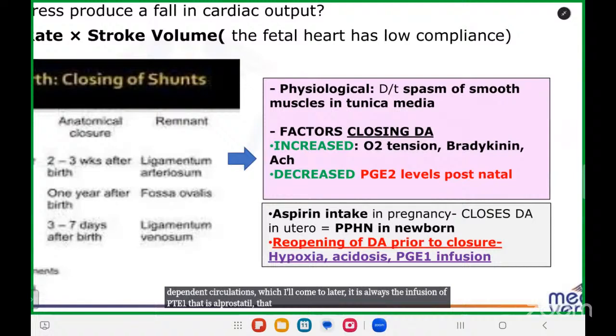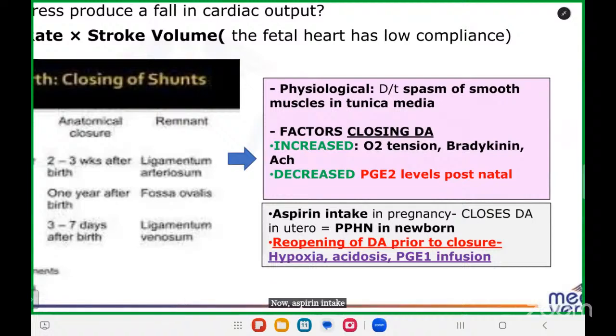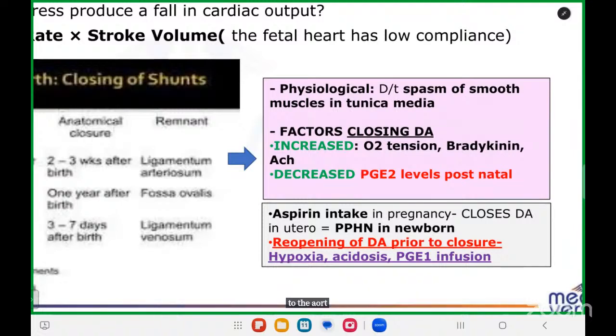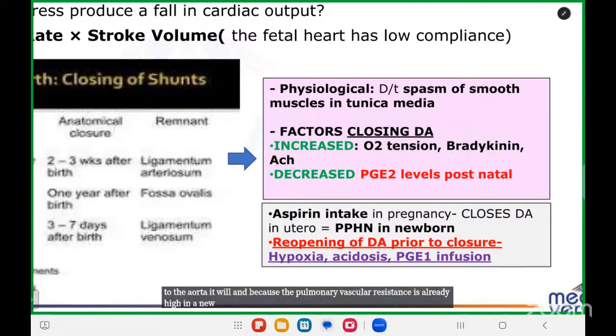Okay. Now, aspirin intake in pregnancy will close the ductus in utero, which will lead to a persistent pulmonary hypertension in the newborn. Very simple. Whenever the ductus is closing, it clearly means that no blood can now move from the right ventricle to the aorta. It will, and because the pulmonary vascular resistance is already high in a newborn, this blood will lead to a hyperdynamic circulation in the pulmonary vasculature that will lead to a persistent pulmonary hypertension in the newborn.